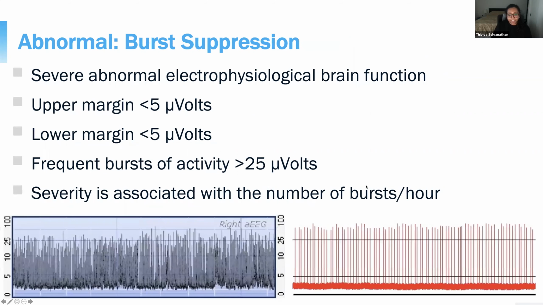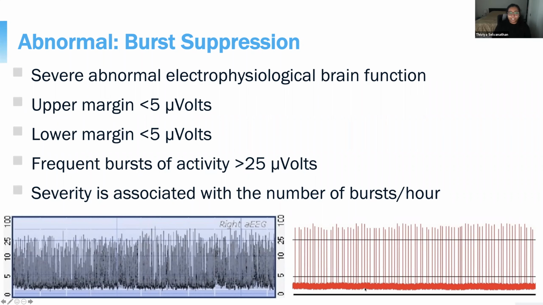So here we have an example of another abnormal pattern, and this is indicative of severe abnormal electrophysiological brain function. In this case, the upper margin and lower margin are both less than 5 microvolts. So you can see here from the diagrams, and we'll focus on the one on the right where it's very, very clear, the upper end of this bar is less than 5 microvolts, and it's the same with the lower part of the bar. It's also less than 5 microvolts.